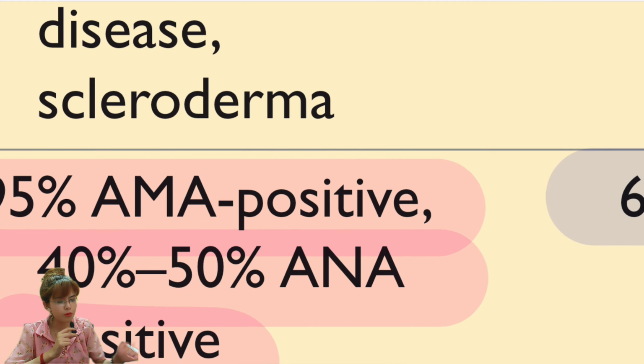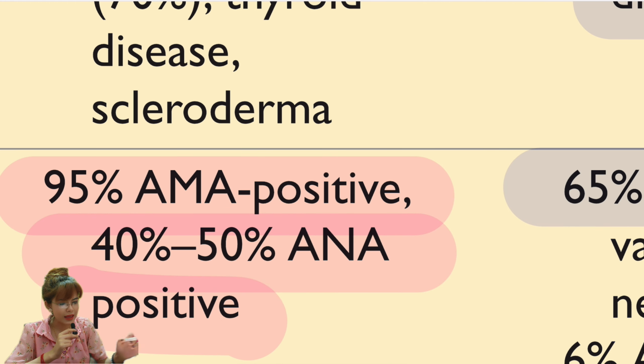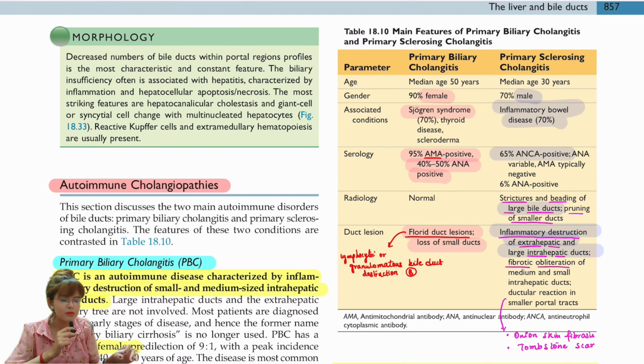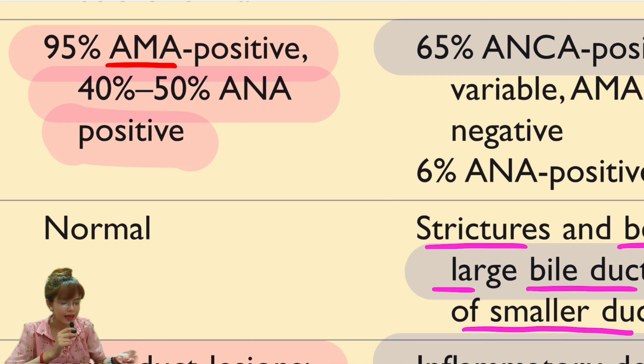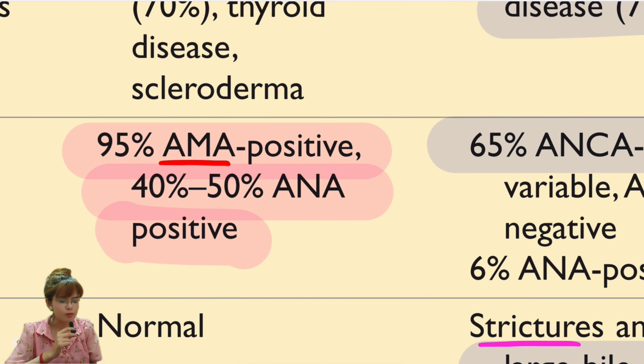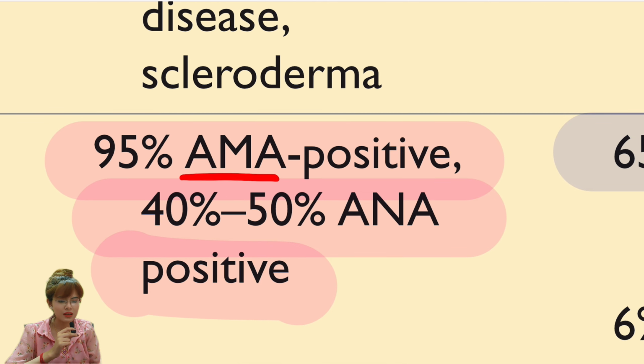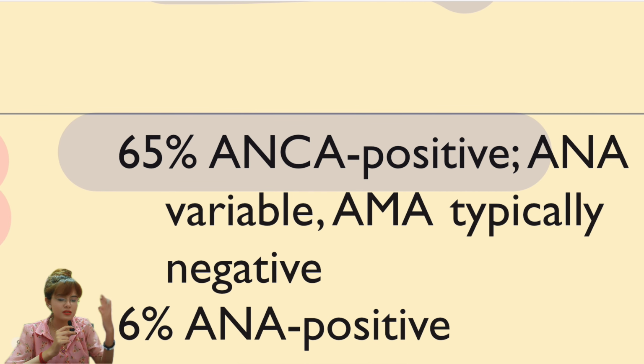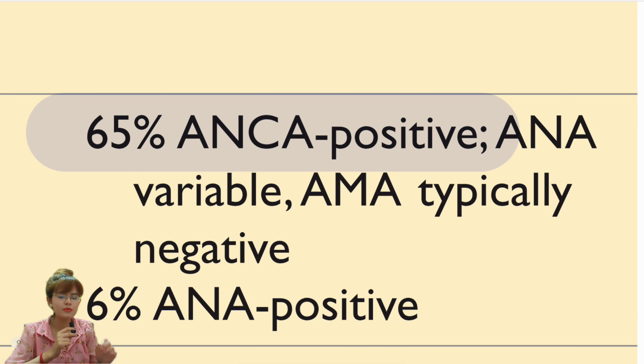And another very important point, this is going to be your AMA positive. 95% is AMA positive. Along with that, 40 to 50% is ANA positive, which means in the exam, in the MCQ, if you get this option also, both of them are going to be positive. It is not only AMA, ANA or anti-nuclear antibody is also positive. So if you get an option in which both of these are mentioned, that is going to be the correct option. But if you talk about the sclerosing cholangitis, you see that 65% have ANCA positivity, and ANA is variable and AMA is typically negative.